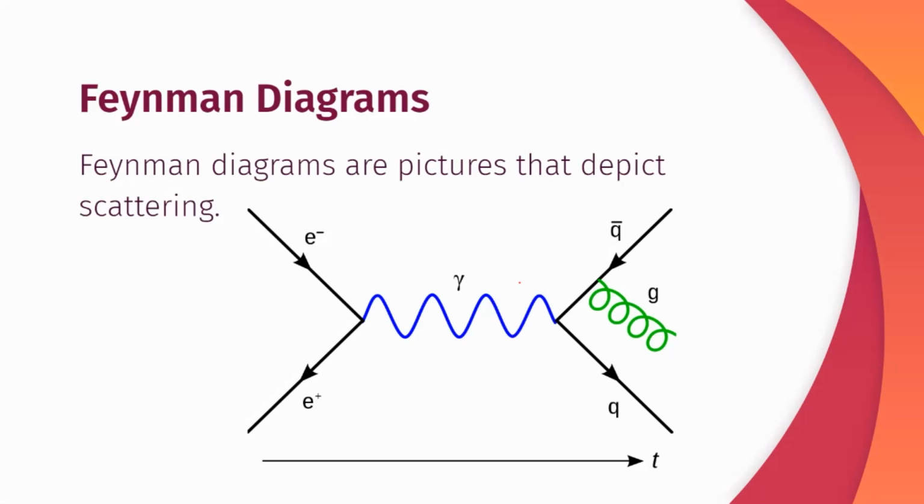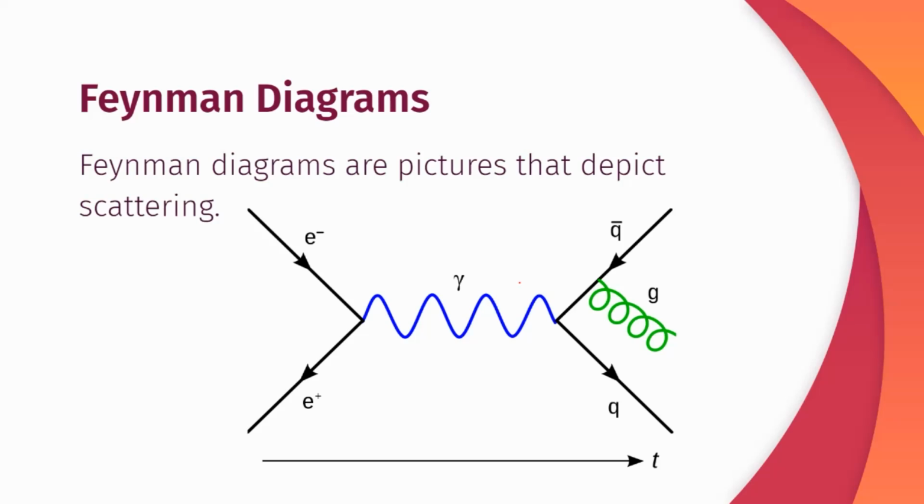So how do we look at scattering? A very easy way to depict scattering processes are with Feynman diagrams. And so these were invented by the legendary physicist Richard Feynman. And he basically made it so that anyone can look at these diagrams and know what's happening in the process. So for example, let's look at this process.